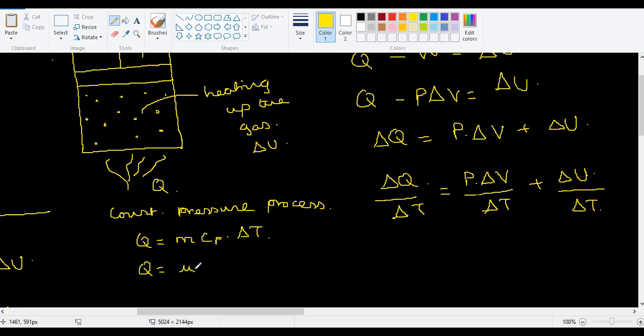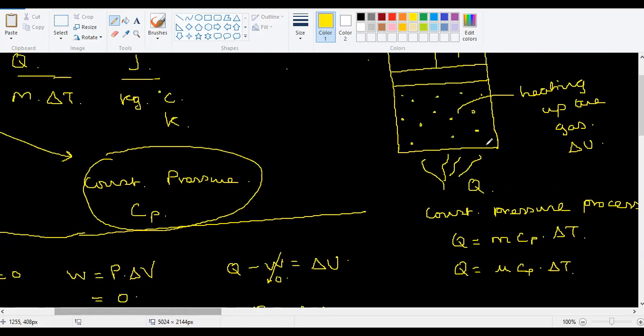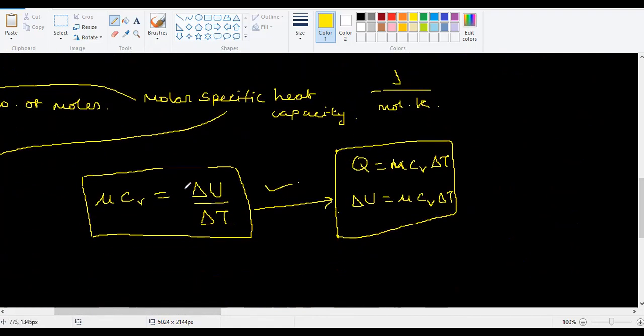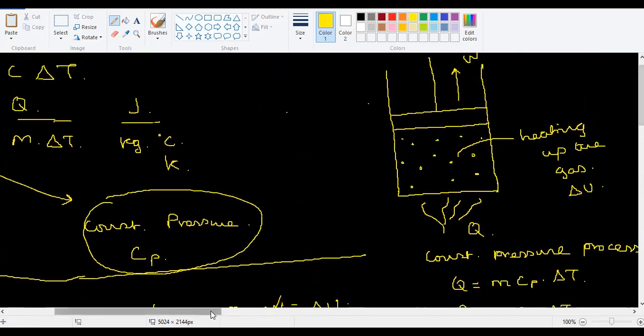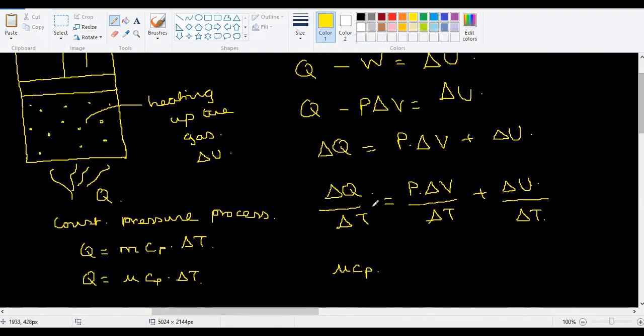Or you can say Q is equal to mu into small cp into delta T. Why? Because if I want to write in terms of moles, then I will write mu into Cp. So if I bring the delta T on this side, Q by delta T will become mu into Cp. This one from the previous derivation, delta U by delta T, we found as mu into Cv. So I'm going to apply it over there. Even though it is coming from the constant volume process, what it means is it has got two elements. One is for the heat energy increase alone, and the other part is to increase the work done. So this one you can write as mu into Cv.